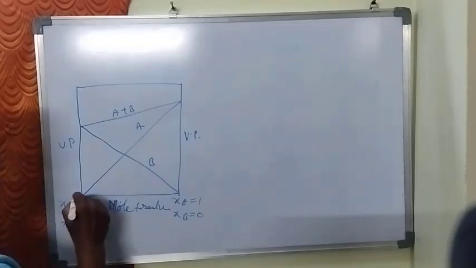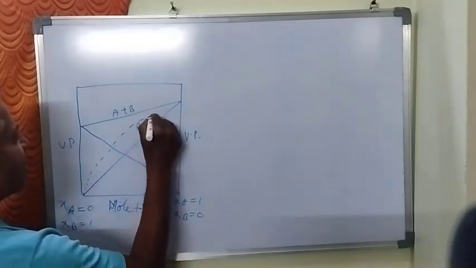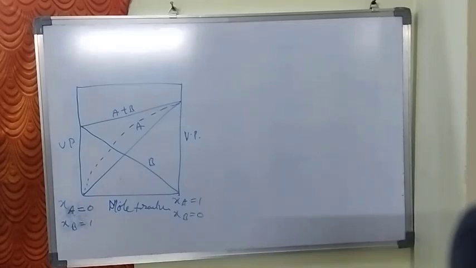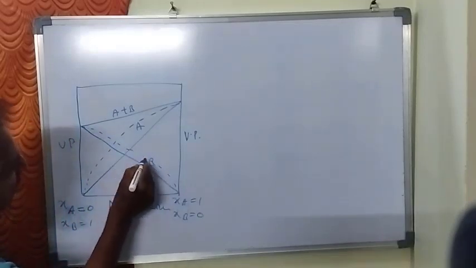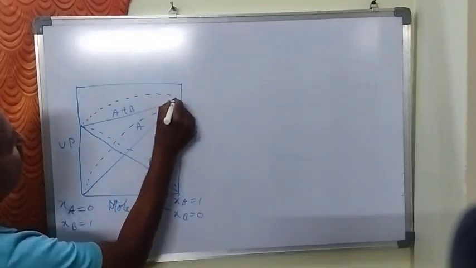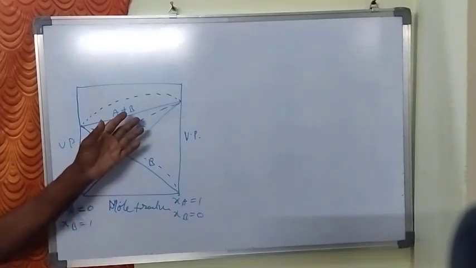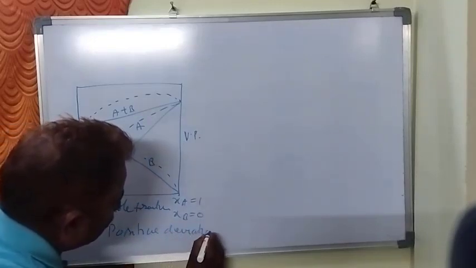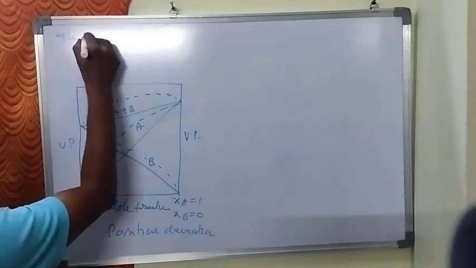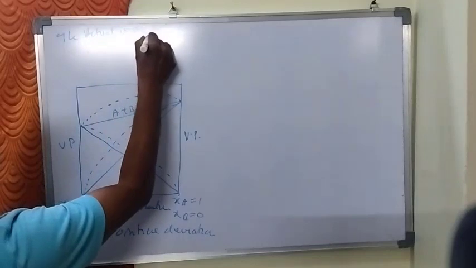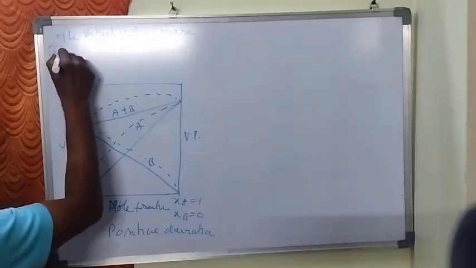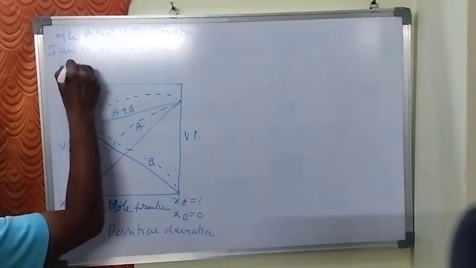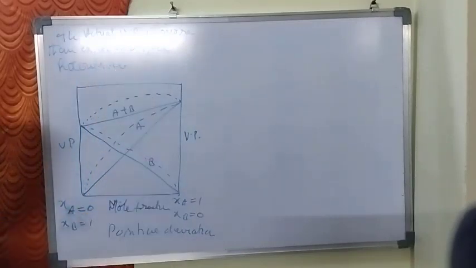Now positive deviation means the curve comes in this manner, like this. That means the vapor pressure of each component is more than expected by Raoult's law. So this is for component B, it is in this manner. For the mixture, the vapor pressure is more than expected as per Raoult's law. This is a positive deviation. Positive deviation means the actual vapor pressure is more than expected as per Raoult's law. So this is positive deviation.